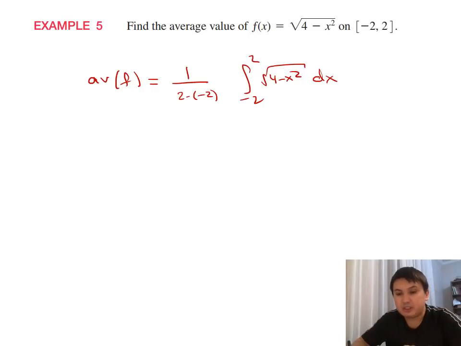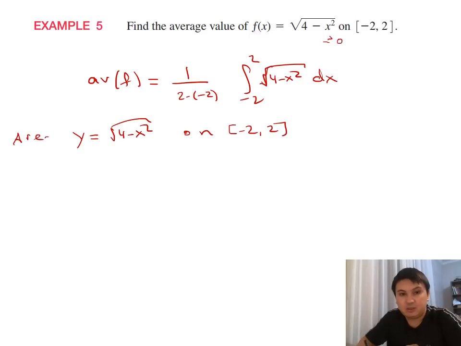The square root of 4 minus x squared is a non-negative function, right? So for non-negative functions, the definite integral is nothing but the area. So if I manage to calculate the area under the curve y equal to the square root of 4 minus x squared on -2 to 2, then this definite integral would be equal to this area. Well, let's try to sketch this curve. What is this curve? If you square both sides, y squared is equal to 4 minus x squared, so you get y squared plus x squared equal to 4.